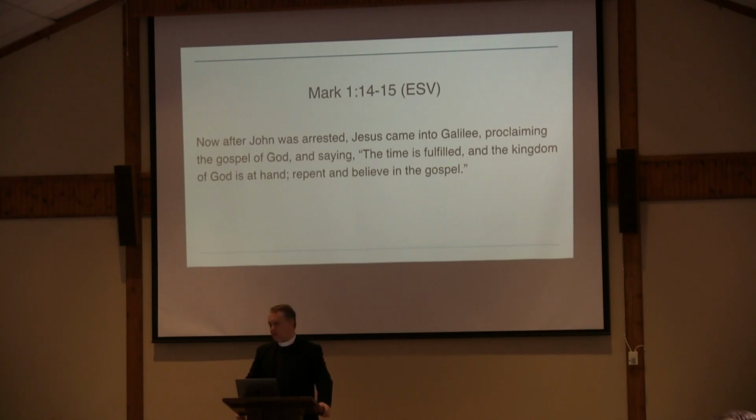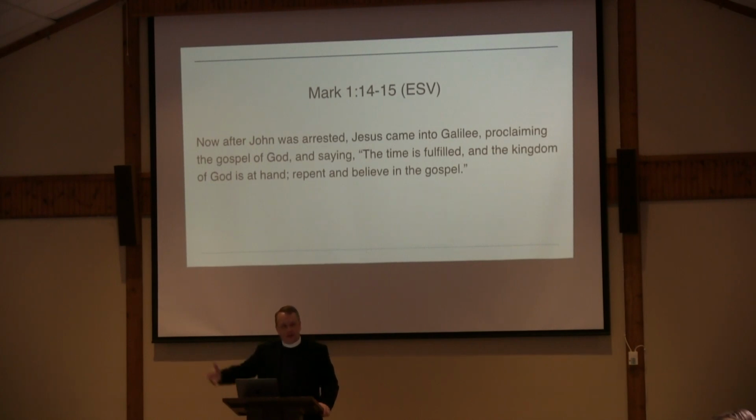And why I think all of us Christians should know these two short verses of Mark's gospel is because it gives us the message of what Jesus is there to do. He's there to proclaim the gospel of God. And of course, all of us Christians know what gospel means, the good news of God. And what is the good news of God? The time is fulfilled. Well, what is the time that's being fulfilled?